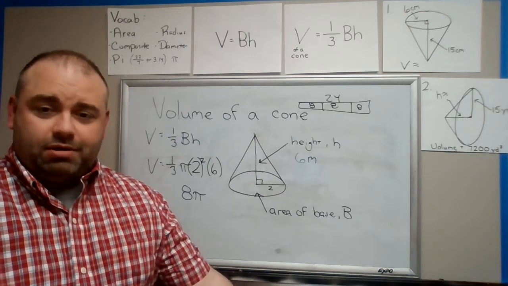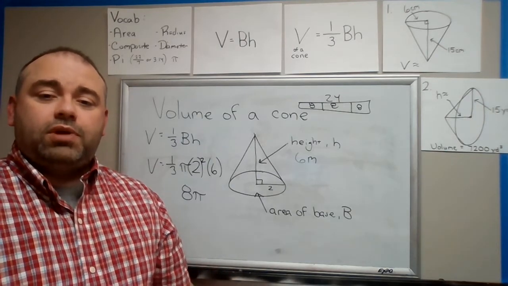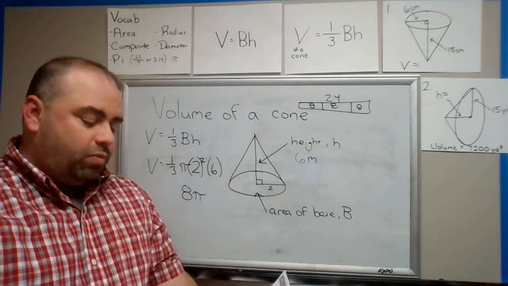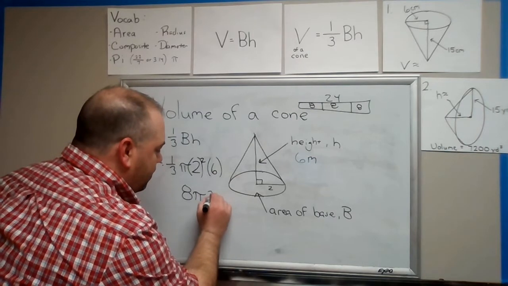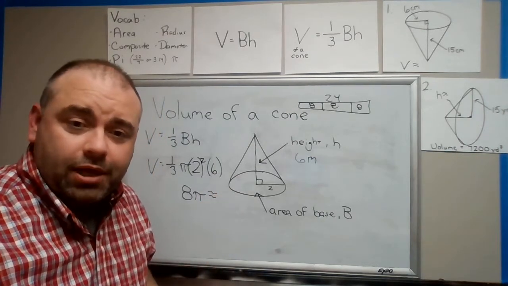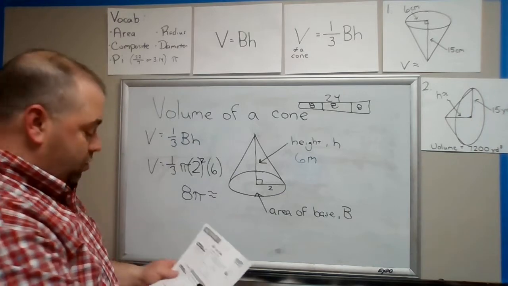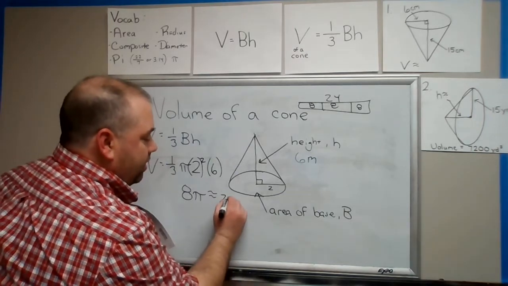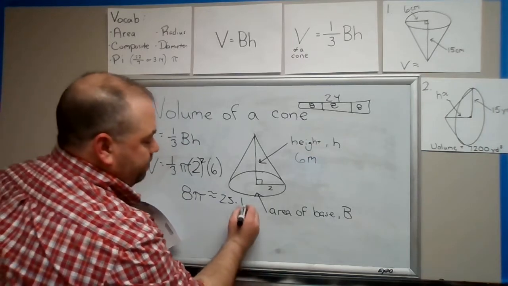I didn't use a calculator, I just solved it. Now, if you have a calculator, you can use it, that's fine. But as we go through, now we have to do one more part. Remember, we want to figure out what it is about. So 8 pi is about, this is where I would use my calculator, 3.14 times 8, and that will give you approximately 25.1, remember it's meters, right?